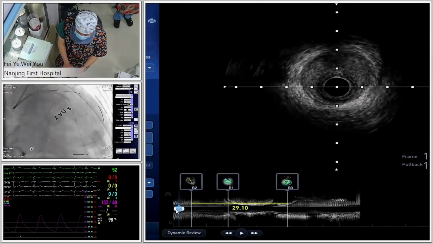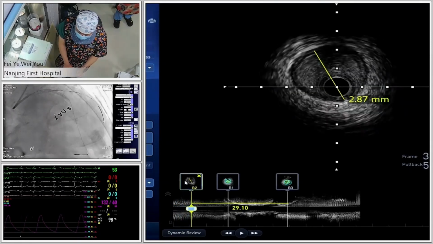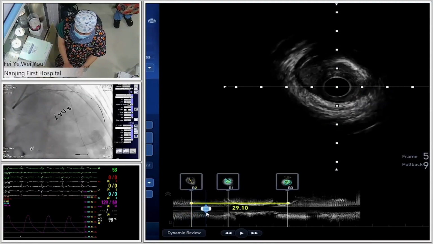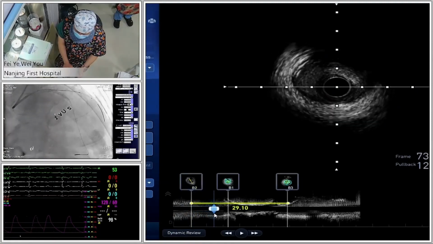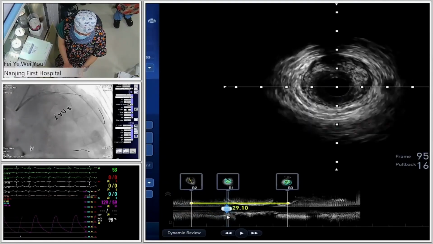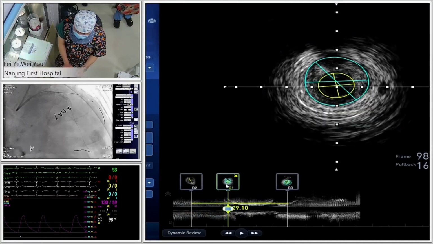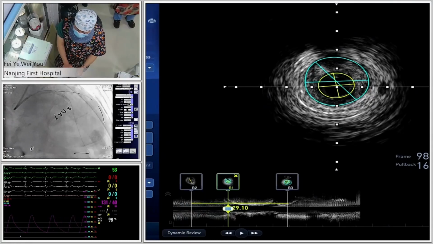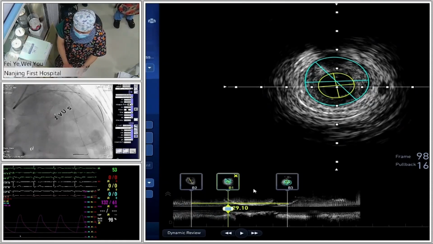And here, the distal diagonal vessel is normal. The vessel diameter is about 2.8 millimeters. Then go and pull back, we can see calcified plaque. Here, this point is the minimal lumen area, and the area is just 1.5 square millimeters, and the plaque burden is more than 71%. But here, the vessel diameter is just 2.5 millimeters.